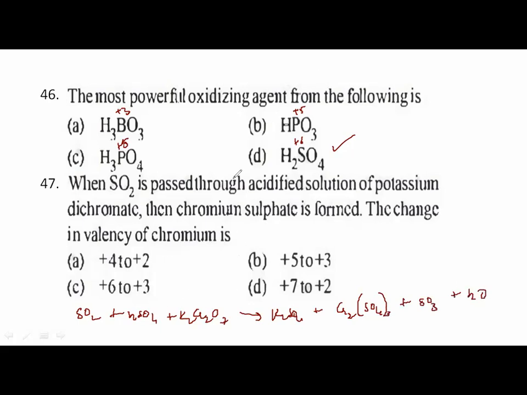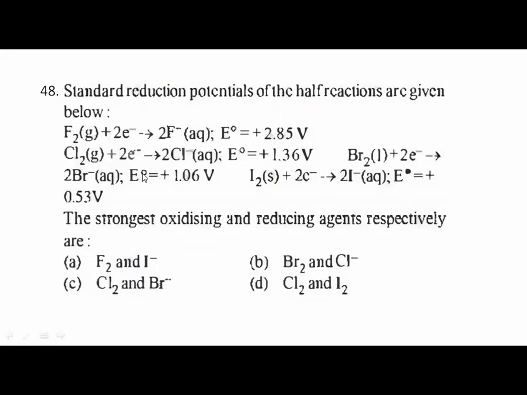Oxidation state of chromium changes: 2 times 7 is 14, so 14 minus 2 is 12, it is plus 6 here. Here it is plus 3, we can see looking at the formula. From plus 6, it is changing to plus 3. So the correct option is option C. Write the reaction, you will get to know the answer.